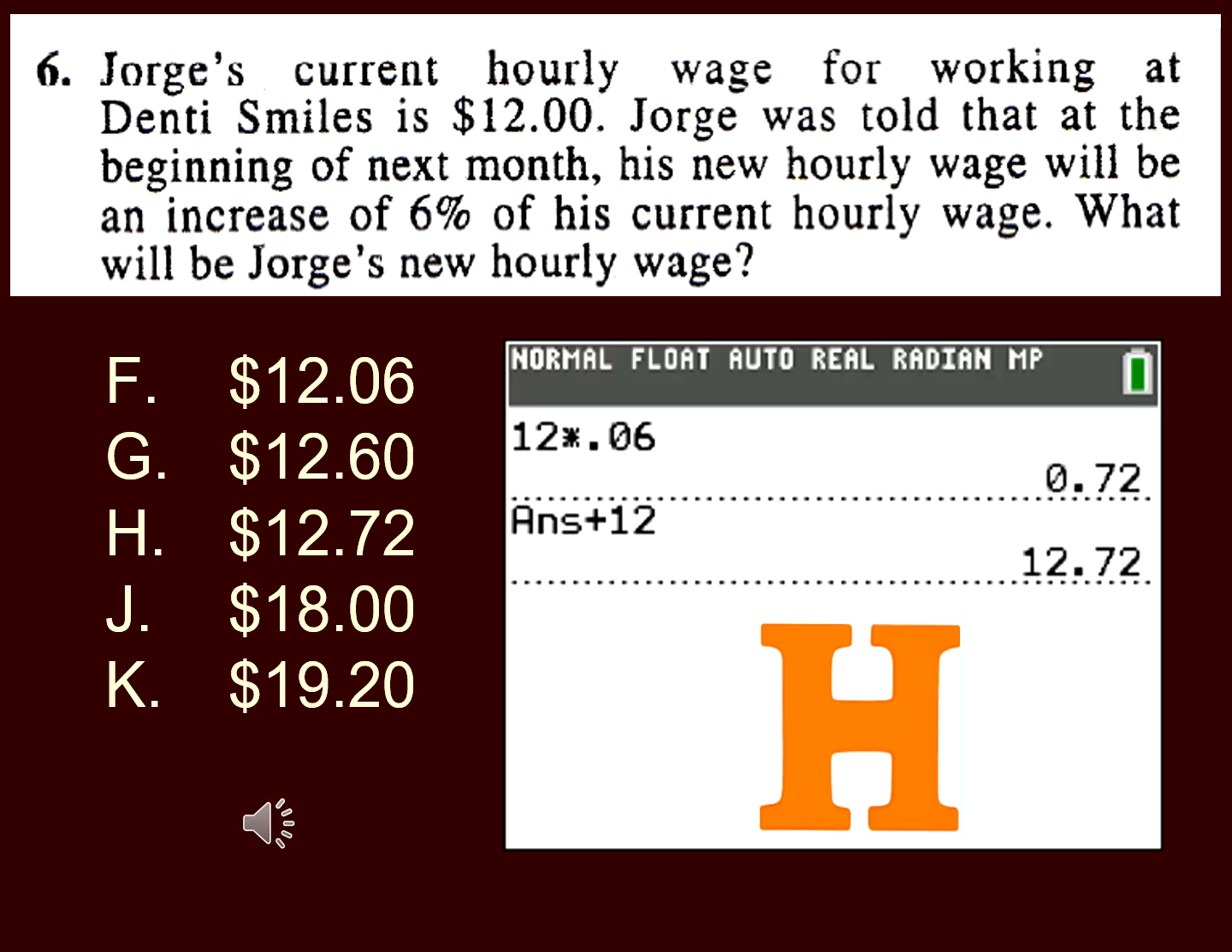So what I've got on the calculator that's shown here is I took 12 bucks he's making now times 0.06. That gives you 72 cents. You add that on, you get $12.72. If I was actually doing this problem and not trying to explain it to you, I probably would have just taken 12 times 1.06. That would also give you 12.72, and that is the right answer.